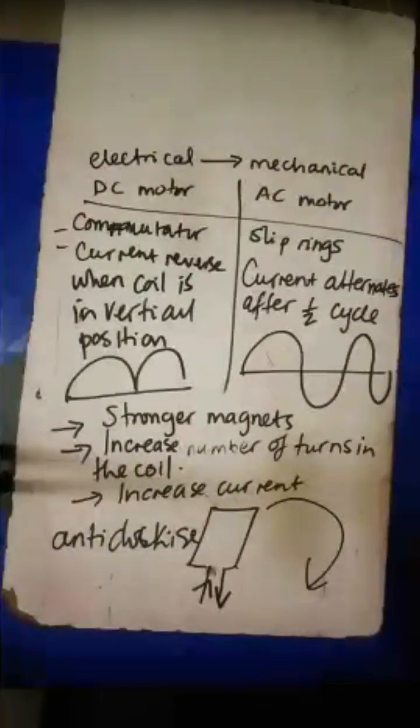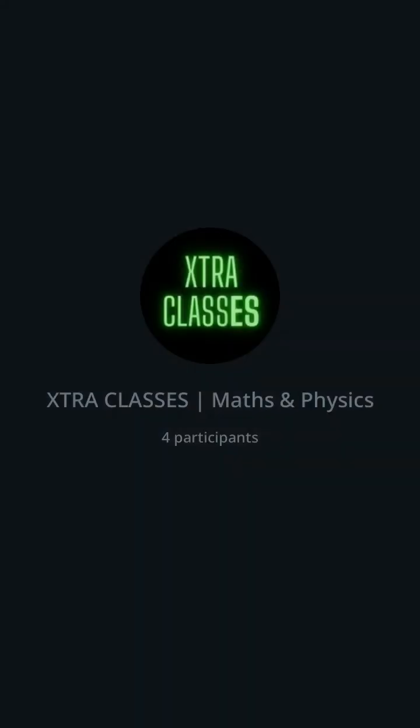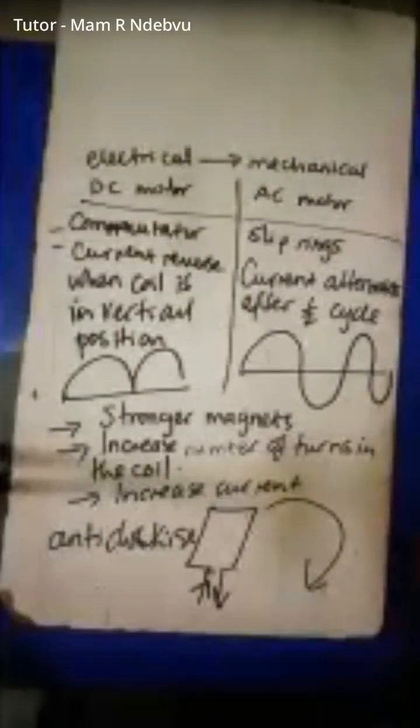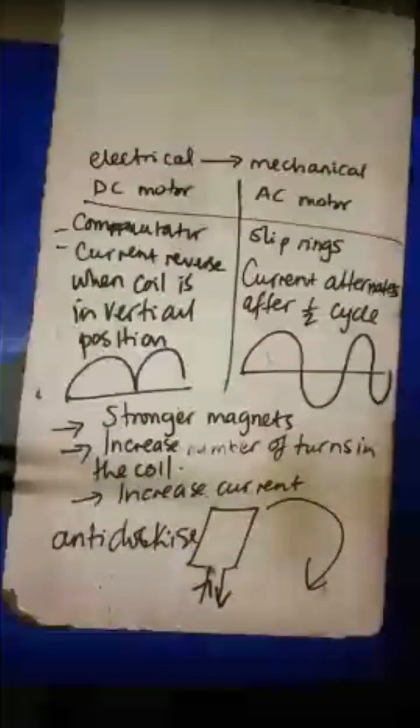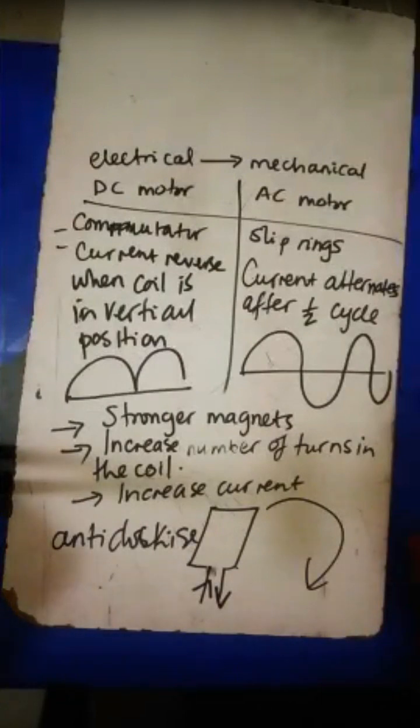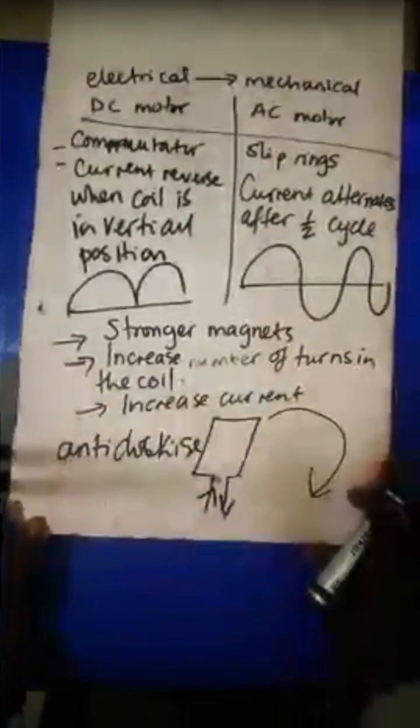Right. The last question says, why does the armature or the coil continue moving in the same direction once it has reached the vertical position? Why do we think the coil continues moving? The main reason, you can say, is the coil's own momentum. The coil has got its own momentum. Why does it continue moving?